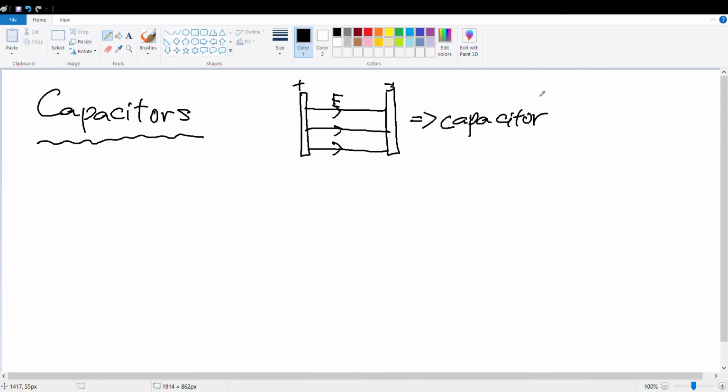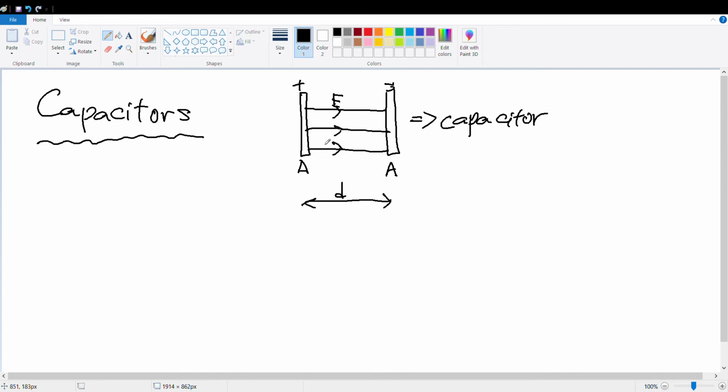So a capacitor basically is two parallel plates of each area A. Each plate has the same surface area, which is A, separated by a distance D. Between these two plates, the distance is D. Okay, so this is a capacitor.